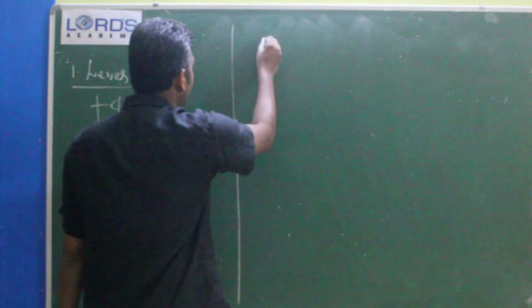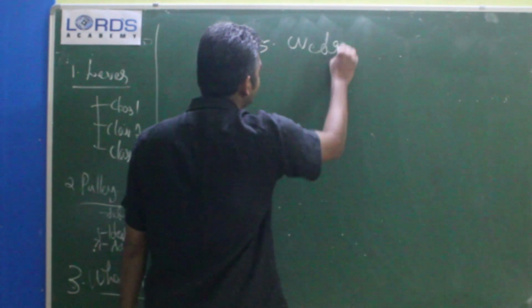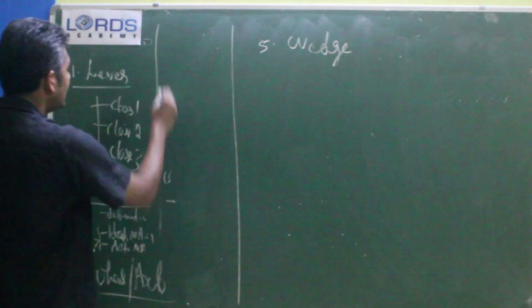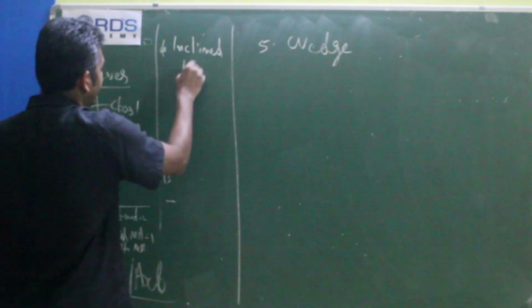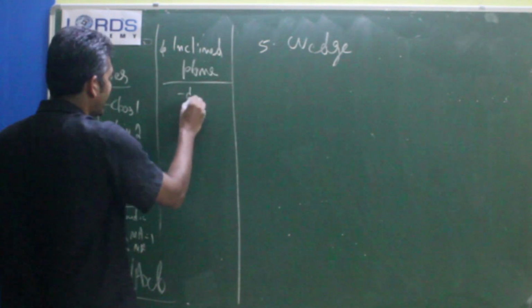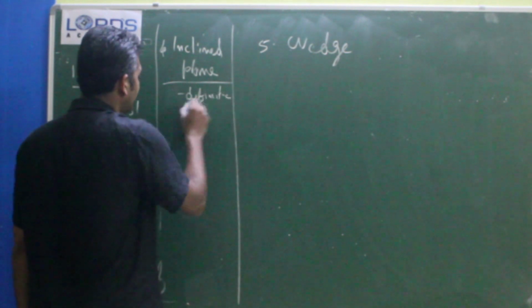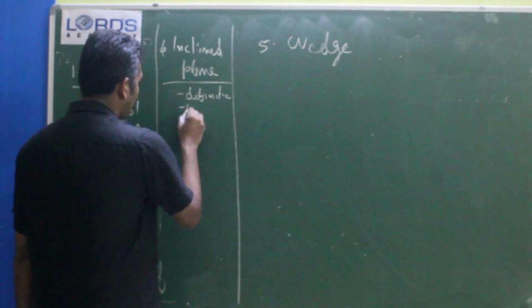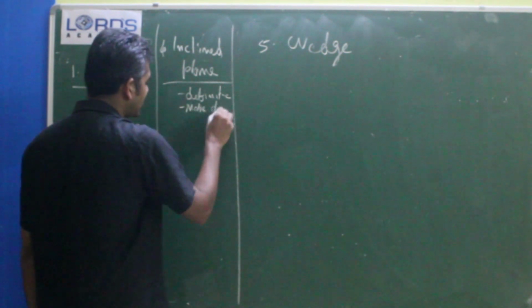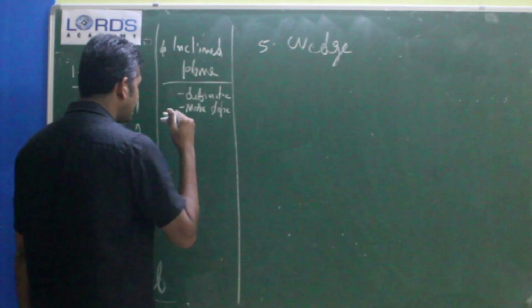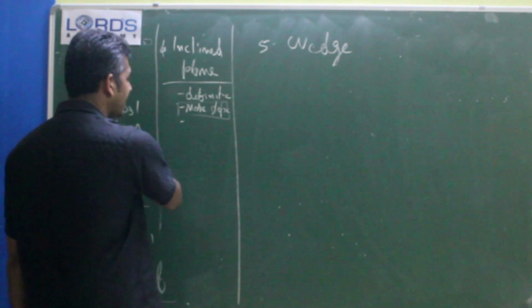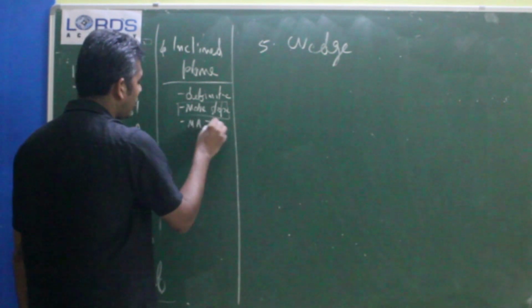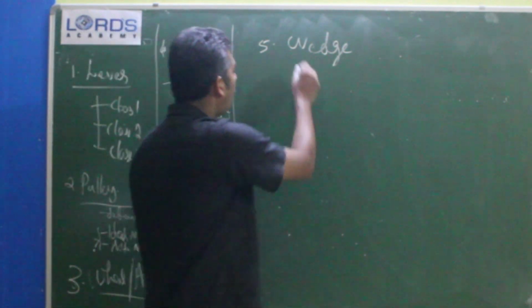So we are going to the fifth simple machine, wedge. So fourth one, we have discussed inclined plane. Definition you have to learn. Then you have to learn more slope, less effort. That's not for you to memorize. It's a common experience or application. That's science we are using in daily life. Third one, mechanical advantage is always greater than 1. Now we are going to wedge.